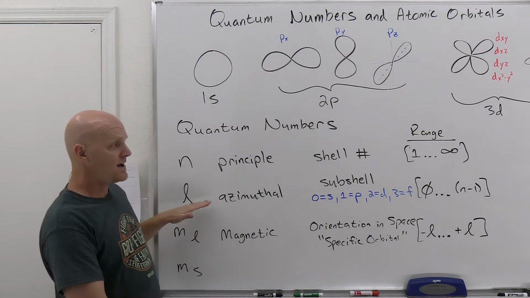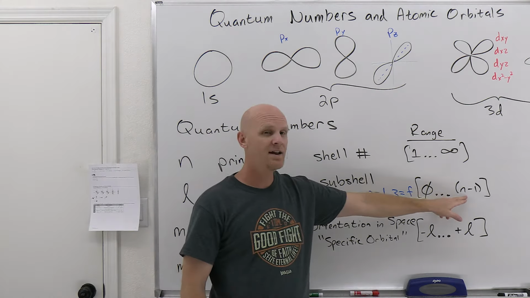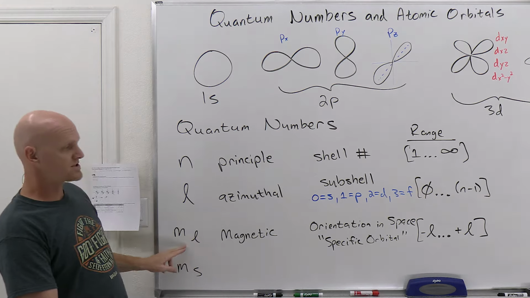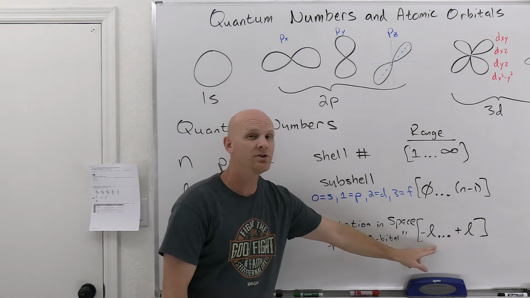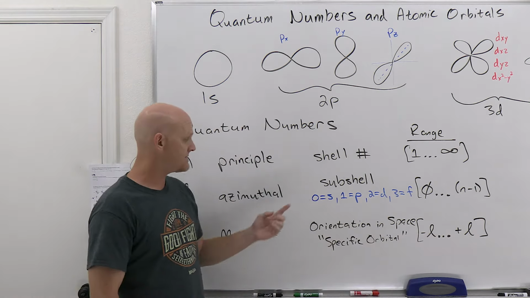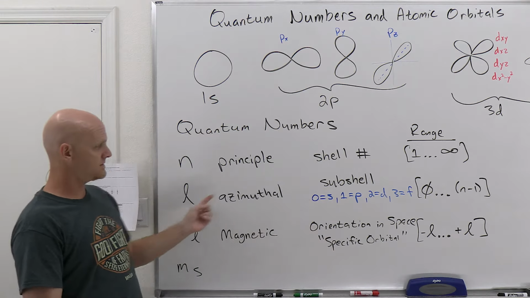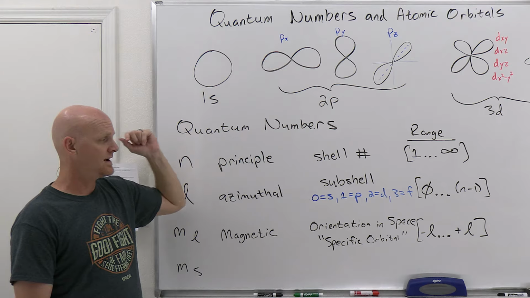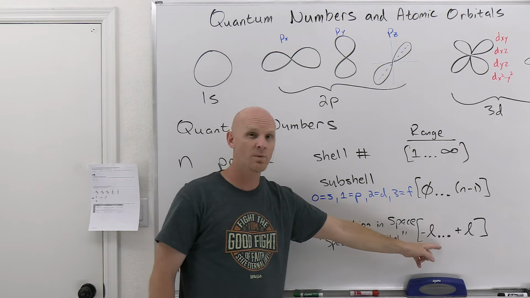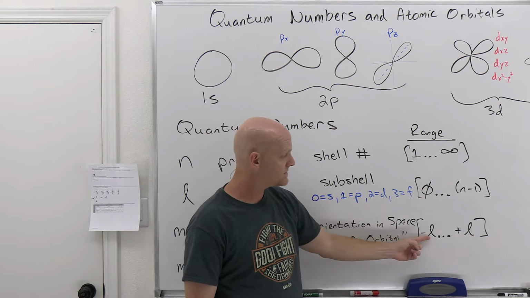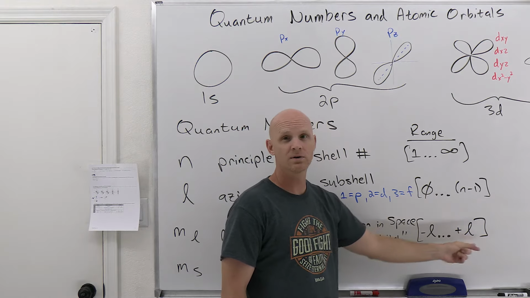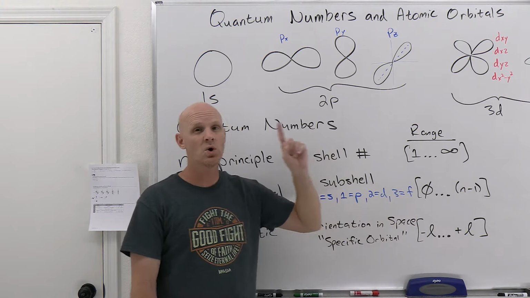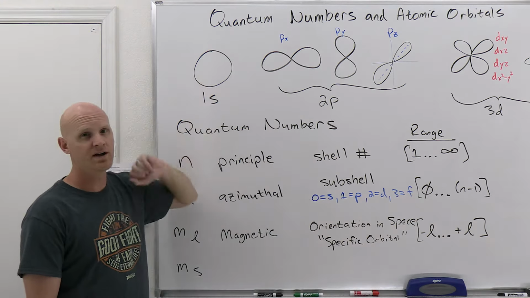And so just like L is bounded by what value of n you have, well, M sub L is going to be bounded by what value of L you have. So if you have L equals 0, L equaling 0 means you're in an S subshell, and in an S subshell there's just one orbital. And so you only have to specify one orbital, and in going from negative 0 to positive 0, there's only 0. And there's only 0 because you only need to specify one orbital for an S subshell.